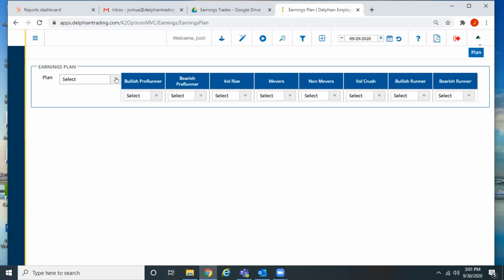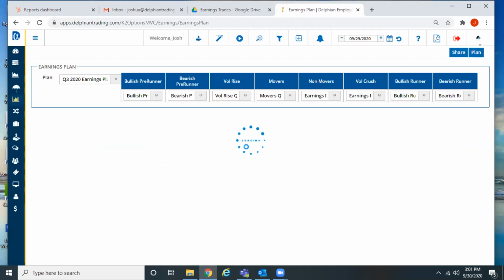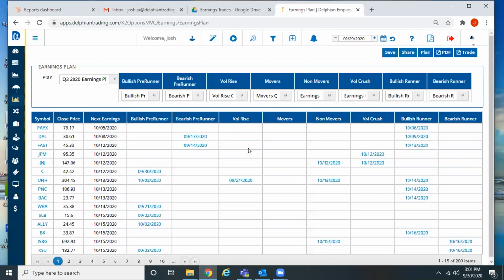All right, that's good. I think the market wants to cooperate for the bullish pre-runners right now. So hopefully it doesn't turn around.